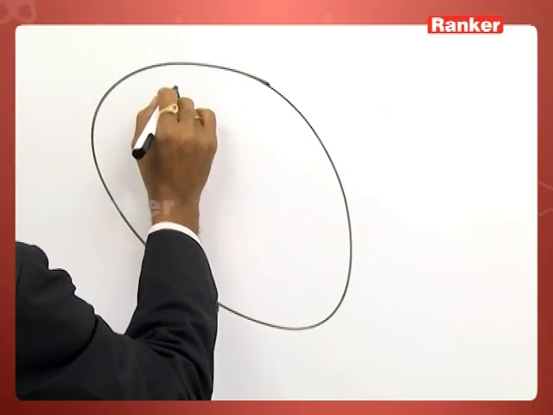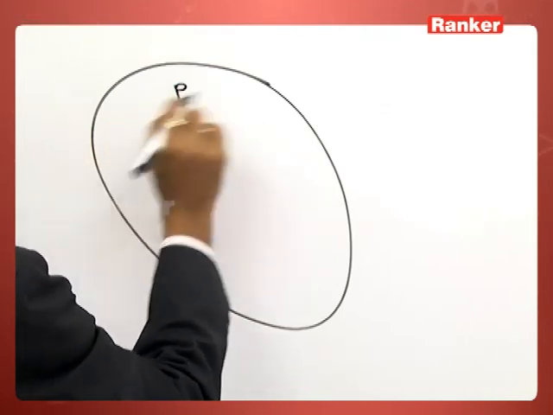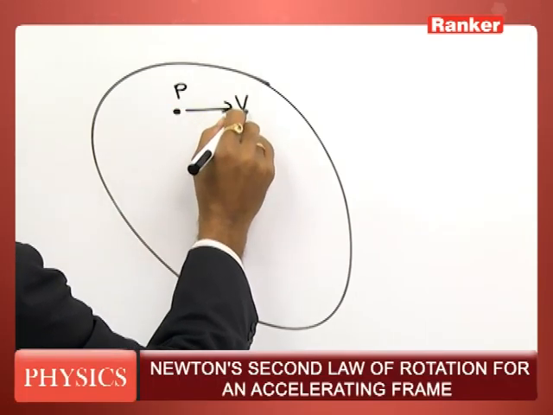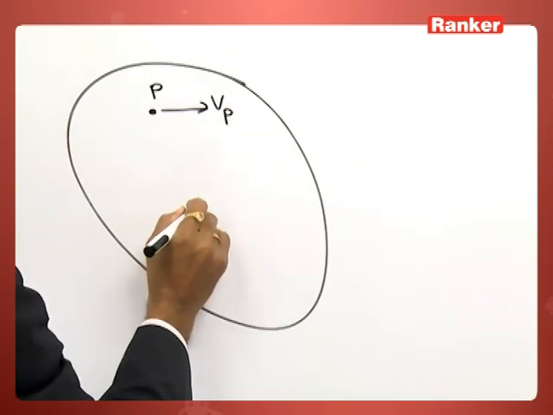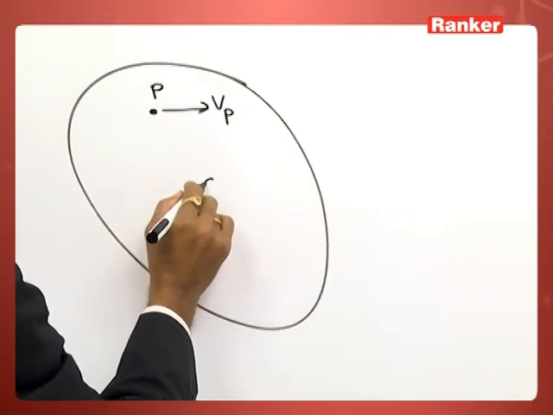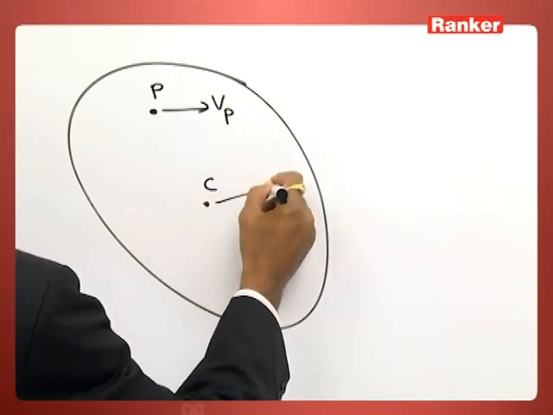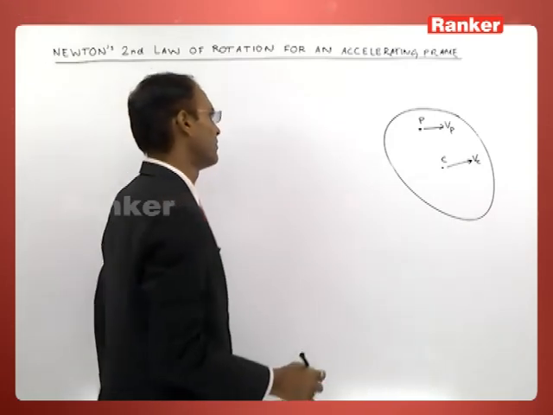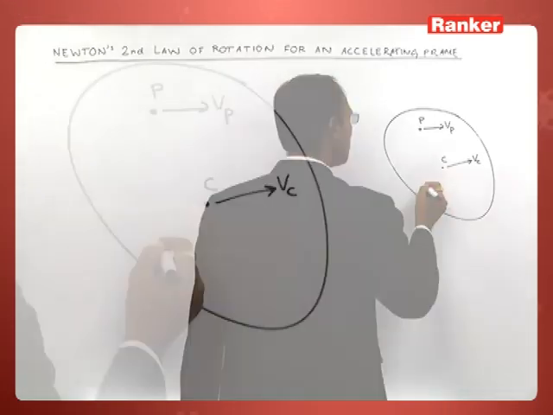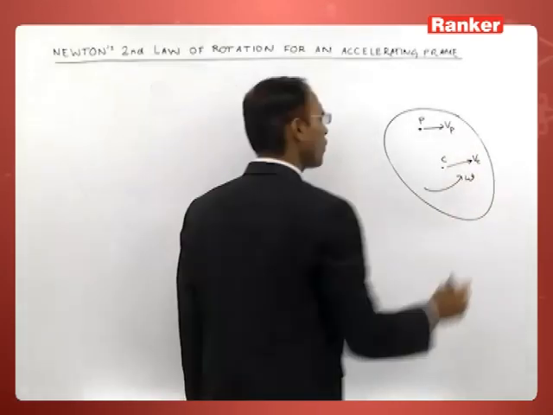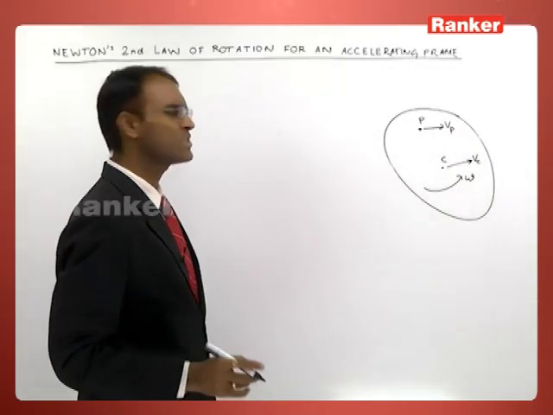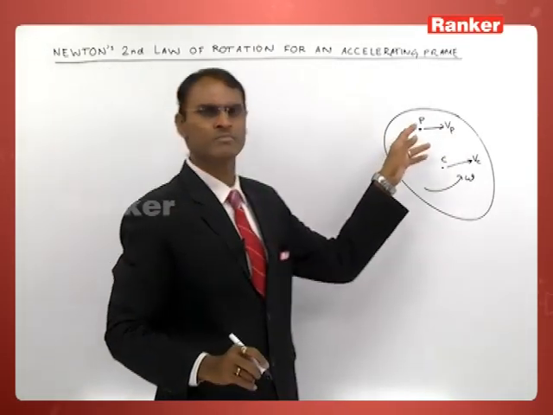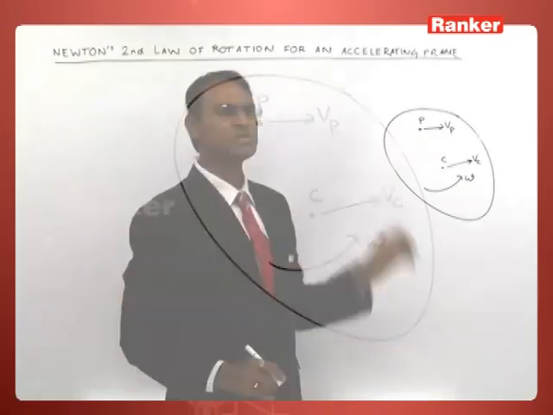Let us assume that this point P, or the pivot, or the axis of rotation, moves with the velocity Vp, and the center of mass moves with the velocity Vc, and the rigid body rotates with an angular velocity omega. In this case, let us calculate the angular momentum of the rigid body about this point.